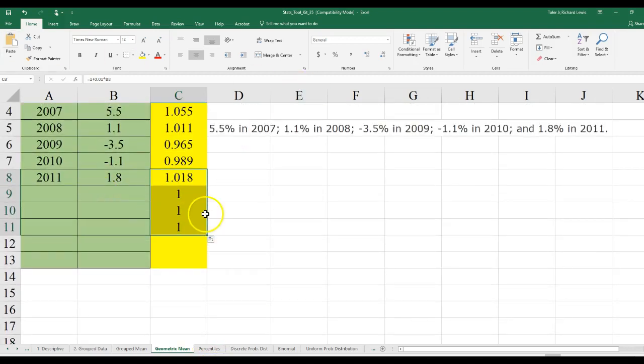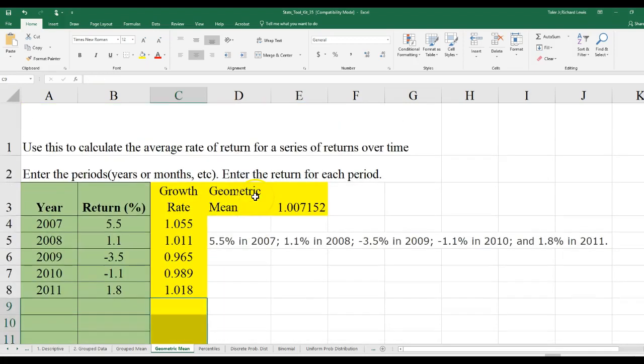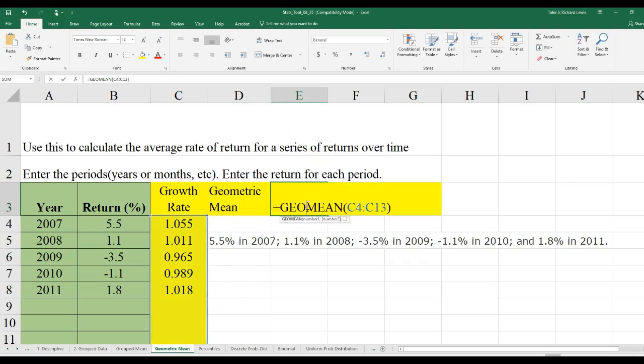But since I don't actually have any data for those later years, I will delete those. So you'll have to make adjustments based on the number of years that you're dealing with. It uses the geometric mean built-in function in Excel to calculate the geometric mean.